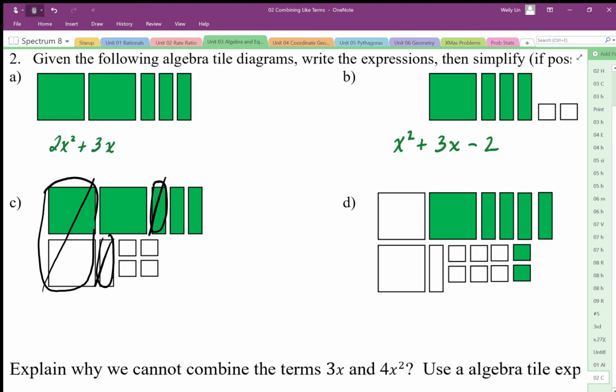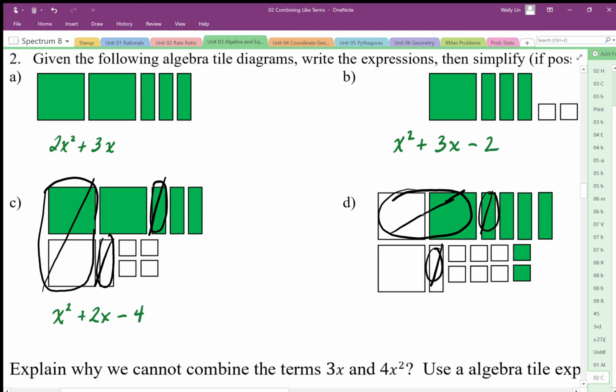So once I've done that, now I'm ready to write my expression. What's left over is 1x squared. I have 2 positive x's, and I have 4 negative 1 squares. So same thing here, I want to combine my like terms. Okay, I want to find my 0 pairs. There's a 0 pair. Okay, I have another 0 pair here and here. Okay, these can be made into 0 pairs, so I can get rid of those.